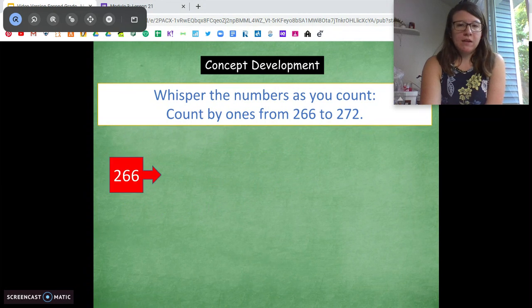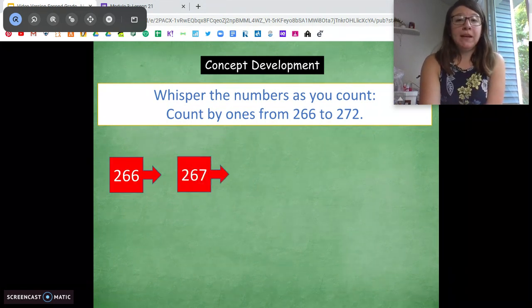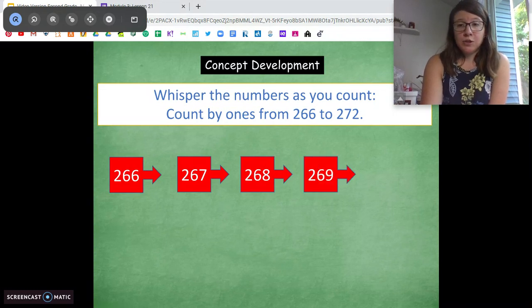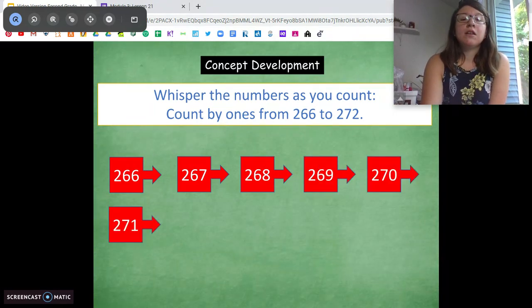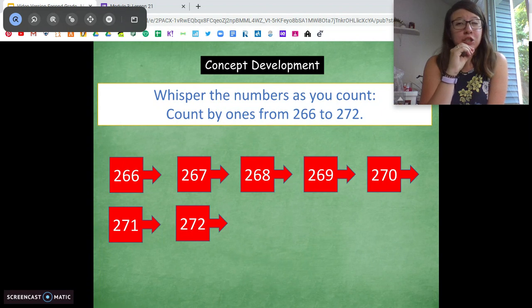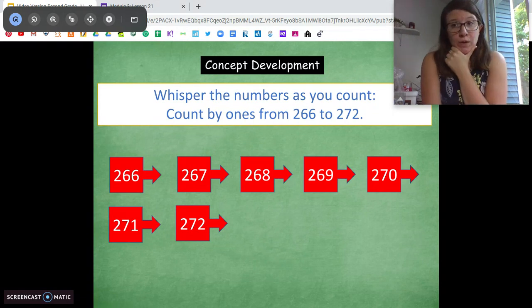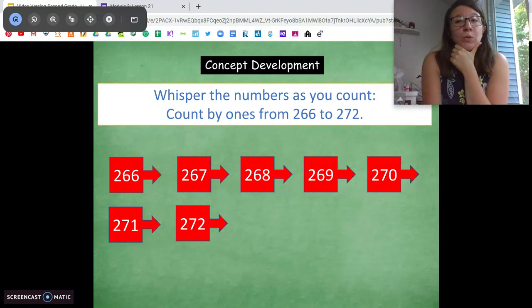Here we go. Okay, 266, 267. Add your place value discs and count with me. 268, 269, 270, 271, 272. Now, when you did this, did you make any new units while you were counting? If you haven't changed it over yet, see if you can change over all those ones that you have into a new unit. If so, what new unit did you make?